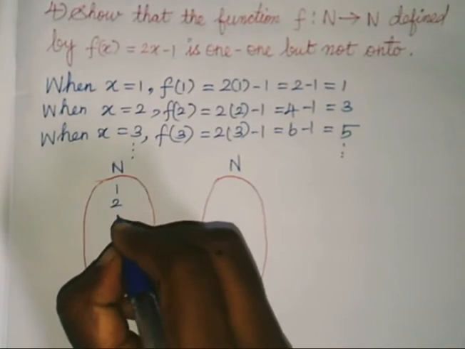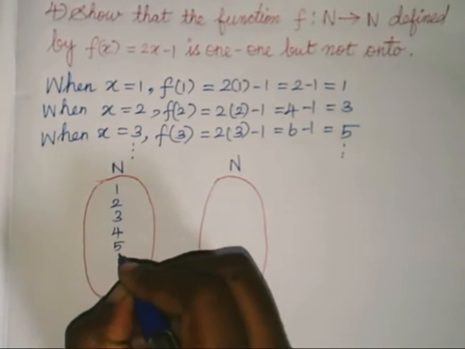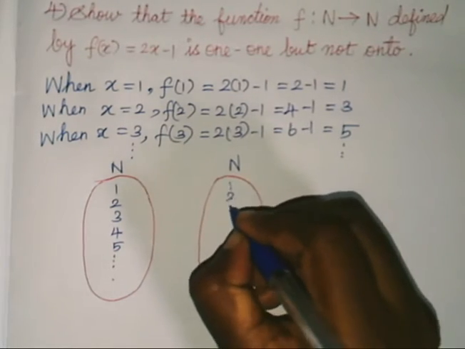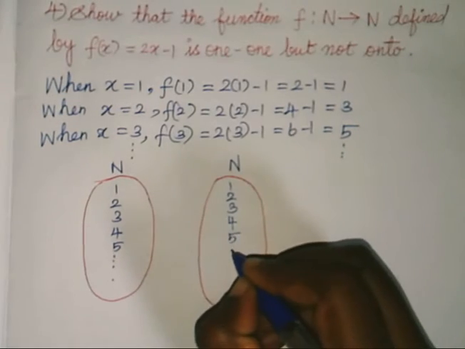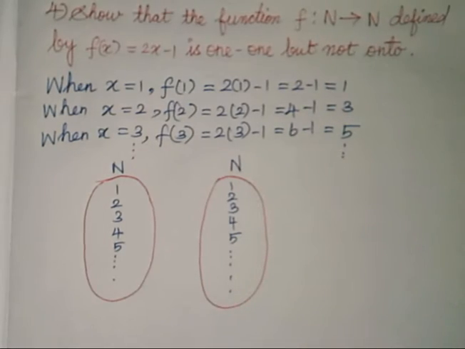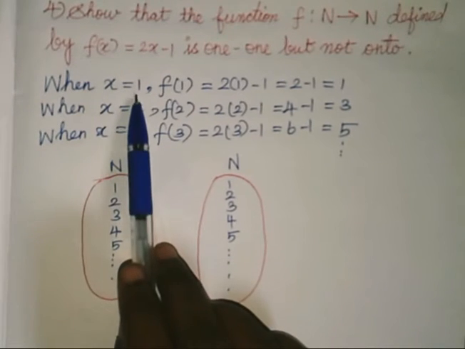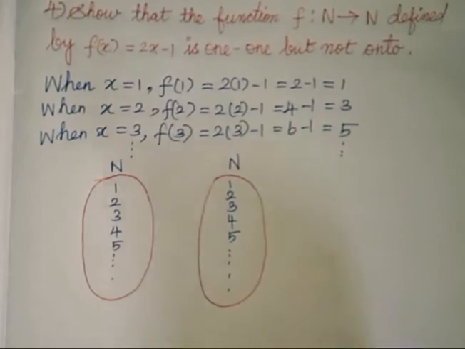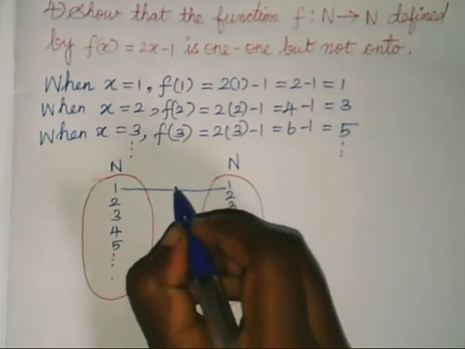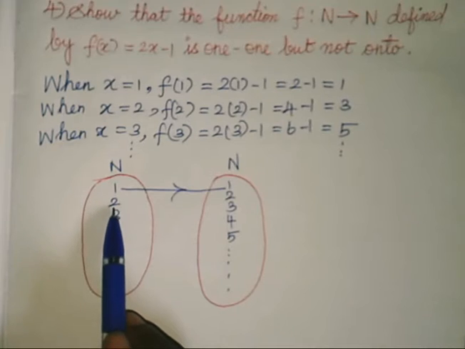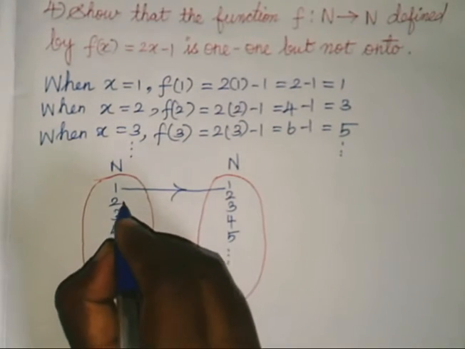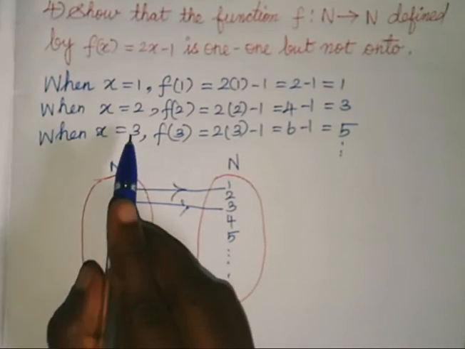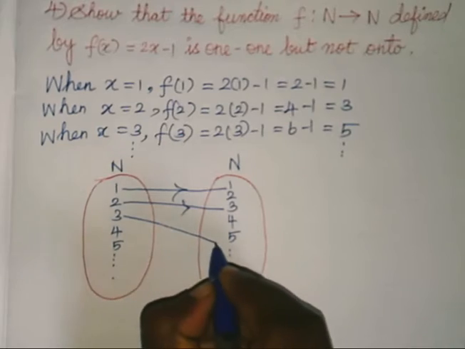Here the domain is the natural number set and the codomain is also the natural number set. So the values take 1, 2, 3, 4, 5 and so on. Here also the values can take 1, 2, 3, 4, 5 counting numbers. Then in this, 1 is an input, output is 1. When x is 1, f of x is 1. Then when x is 2, f of x is 3. Then when x is 3, f of x is 5.